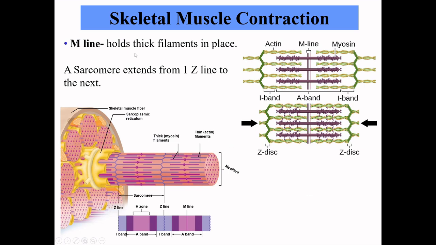An M line holds our thick filaments in place. We can see in this other picture now, coming down the middle there, our M line just helps hold everything where we want it to be. And like I said, a sarcomere extends from one Z-line to the next.